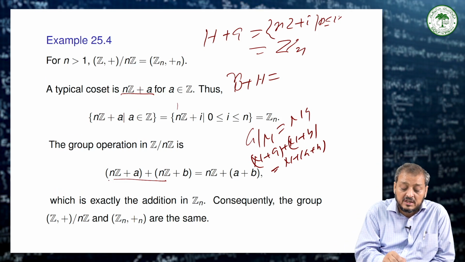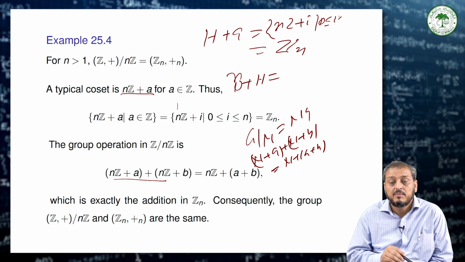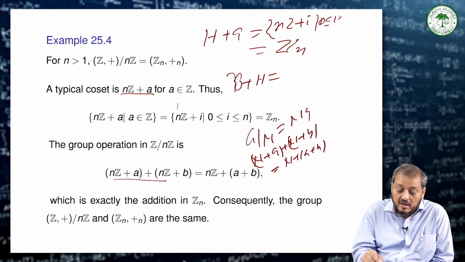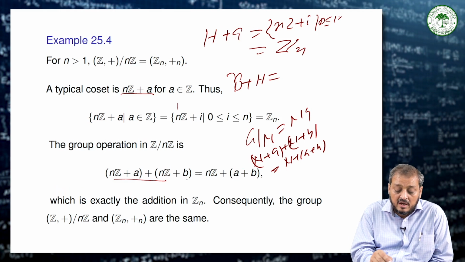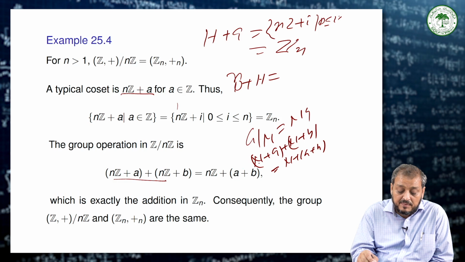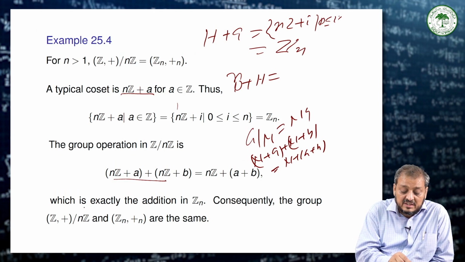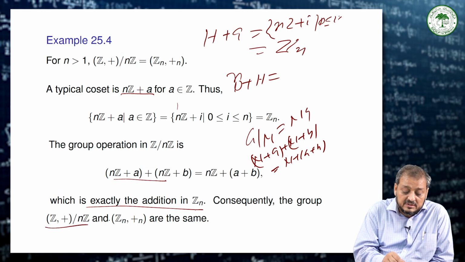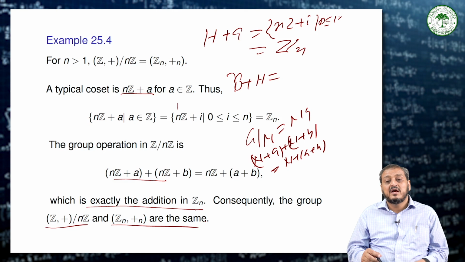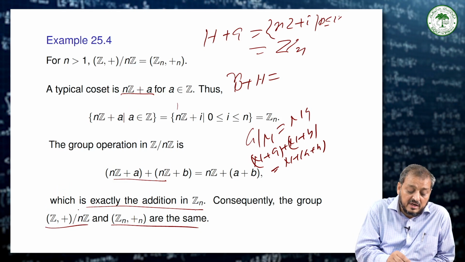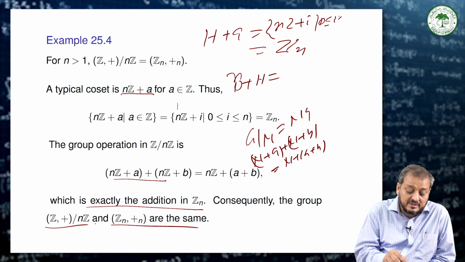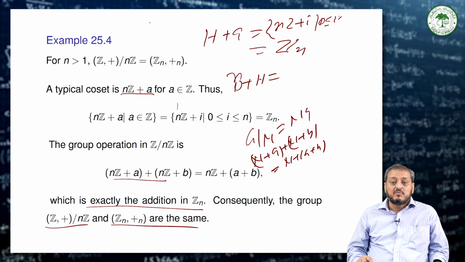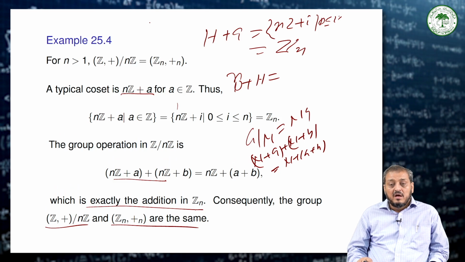So we have nZ plus a and nZ plus b, and by the definition this can be written as nZ plus a plus b. This a plus b is exactly the addition in Z_n, and consequently these two groups are the same. So we can simply say that the quotient group of Z under addition over nZ is the same as Z_n under addition modulo n.